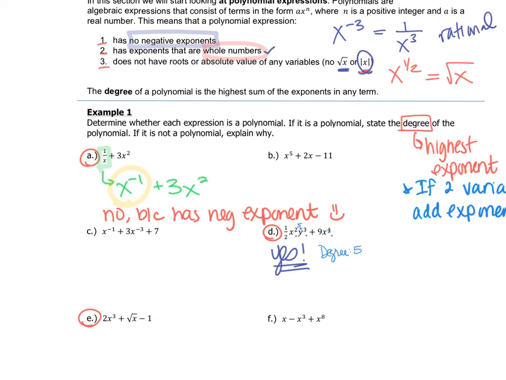If it was only x's, then I would just look for the highest x value. So let's say that in this case, there was no y, and it was just x squared and x to the 4th, it would be 4 because there's one variable, so you take the highest exponent.